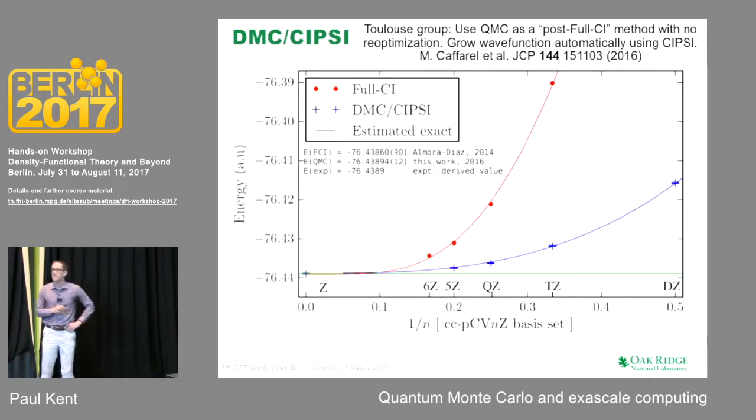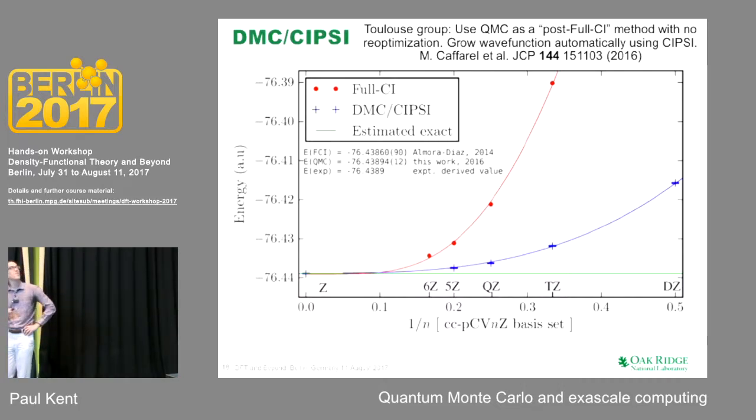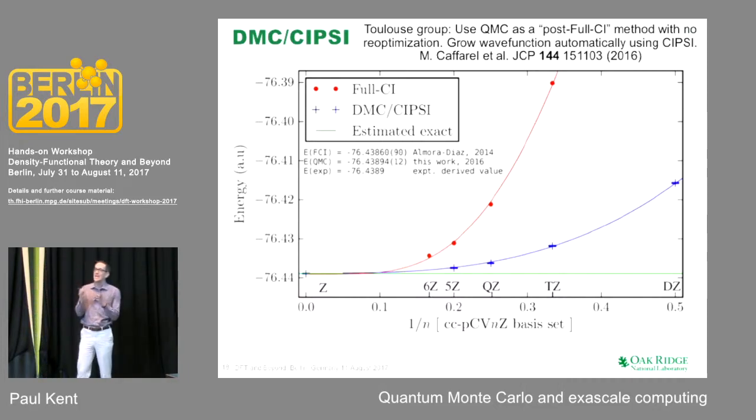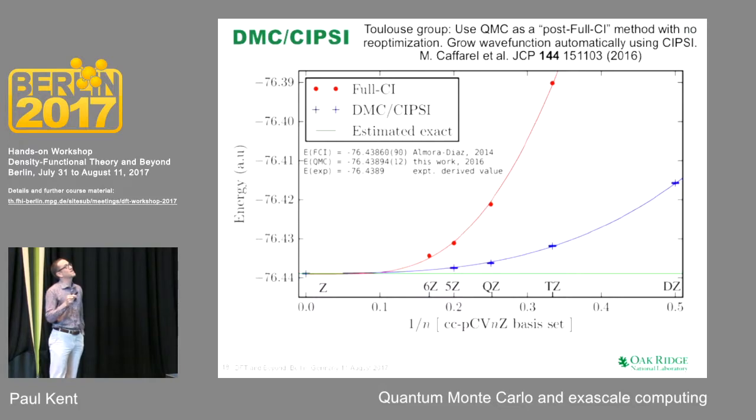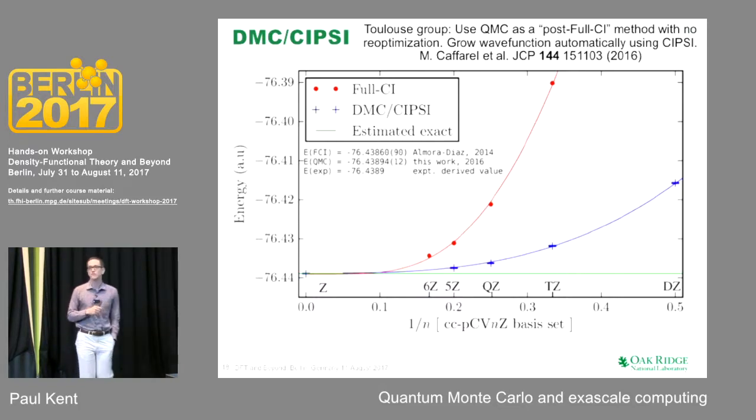Let me show another example. And this is really a different philosophy. This is from the Toulouse Quantum Monte Carlo group, Michel Caffarel and co-workers. And the idea here is that they're not going to do any of this stochastic optimization, which we used in the last couple of slides. What we're going to do is take a full configuration interaction result, or the best quantum chemistry we can do, and just post-process it with Diffusion Monte Carlo. So this is push button. You don't need to think very much to do this.